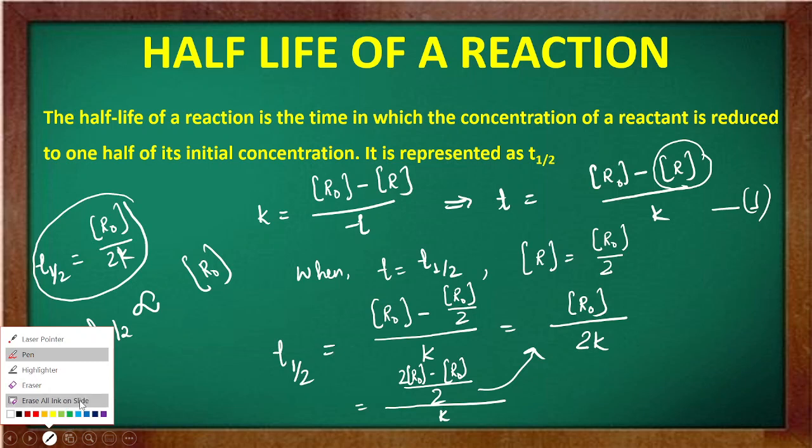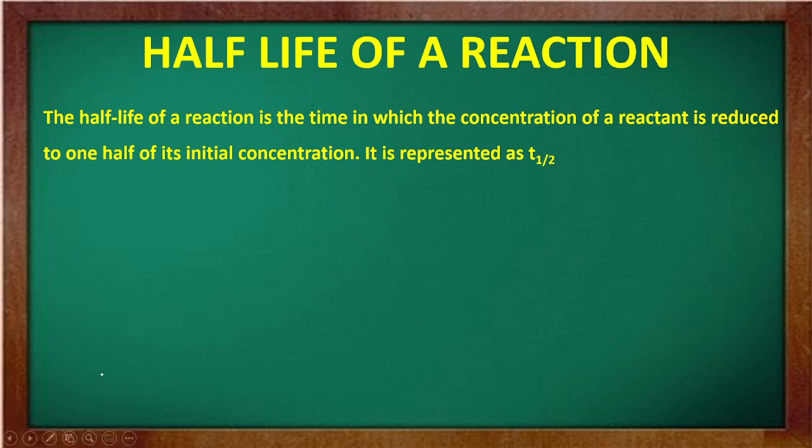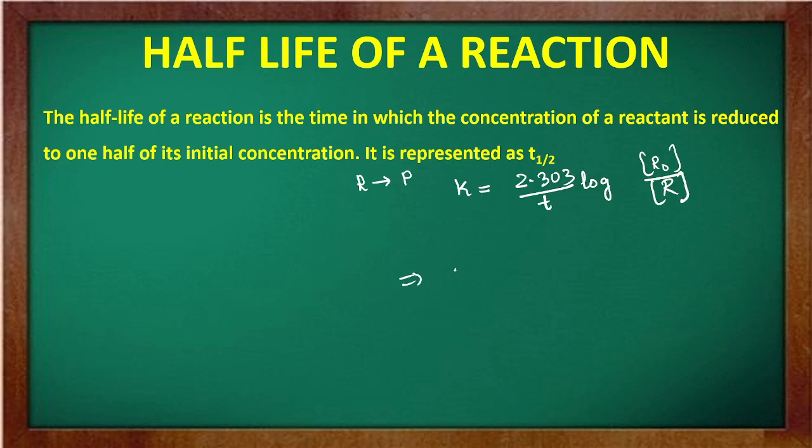Now let me do it for the first order reaction. Now for first order reaction, once again consider a general reaction R is changing to P, and for this, if you remember from the previous video, from the previous slides, you can see K was equal to 2.303 by T, and then log, then this was concentration of R naught by concentration of R.